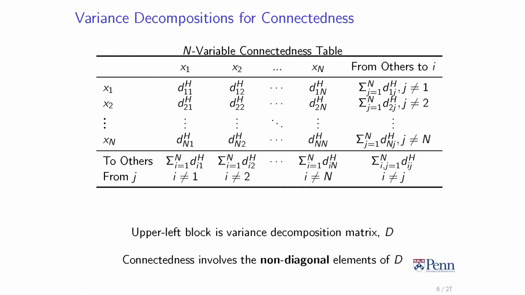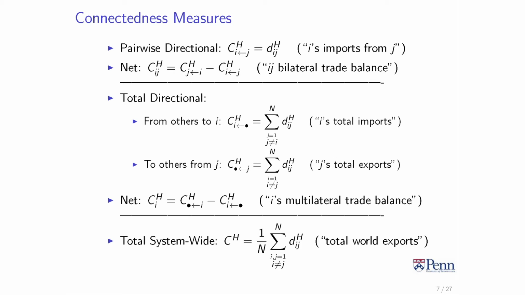Well, okay, first of all, let me introduce some maybe tidier notation. So C for connectedness, H for horizon, and the arrow tells you which way we're going. So this would be from J to I at horizon H. That's just a pairwise. Notice all these connectednesses have kind of like import-export, and if you want to net them out, trade balance type interpretations. So up here, the pairwise directional is basically just imports or exports from one country to another.